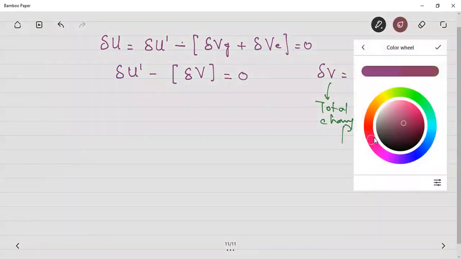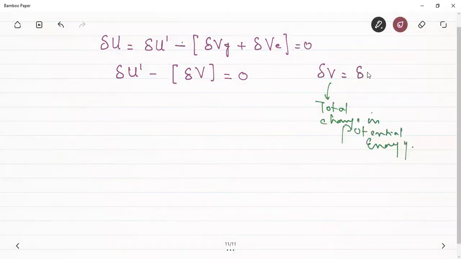And it is equal to the summation of the change in the gravitational potential energy and the change in the elastic potential energy, okay. So in this equation here, we have just broken the virtual work energy term in two terms, okay. One is the virtual work done due to the non-conservative forces represented by delta U dash, and the other is the virtual work done due to the conservative forces, which we have represented in terms of the change in the potential energy due to these conservative forces, okay.